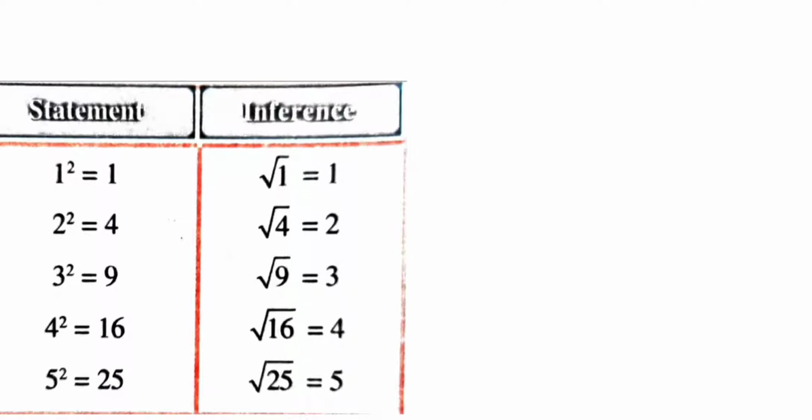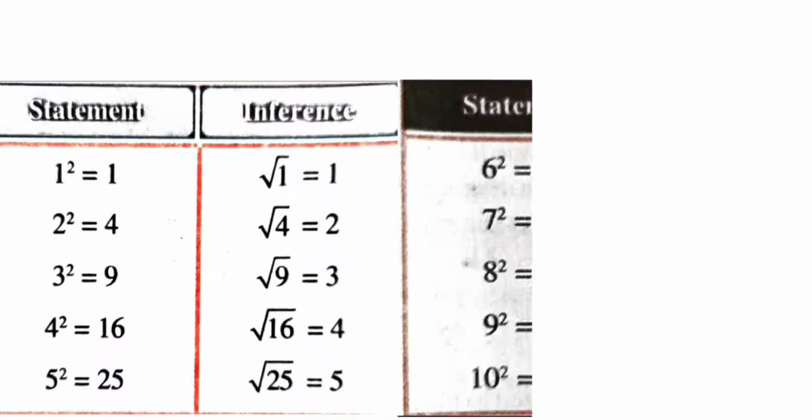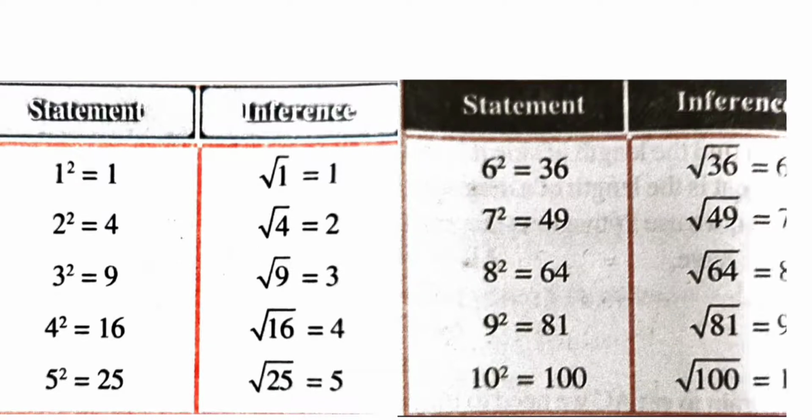This is the table. 1 square equals 1, so the square root of 1 is 1. 2 square is 4, hence the square root of 4 is 2. Square of 3 is 9, hence the square root of 9 is 3. Square of 4 is 16, square root of 16 is 4. Square of 5 is 25, square root of 25 is 5, and so on. 9 square is 81, so the square root of 81 is 9. Square of 10 is 100, square root of 100 is 10. So square and square root are vice versa.